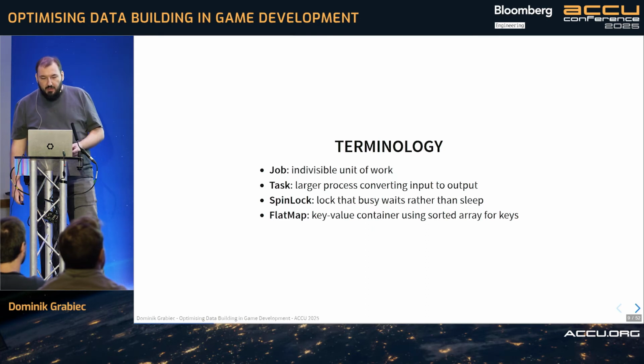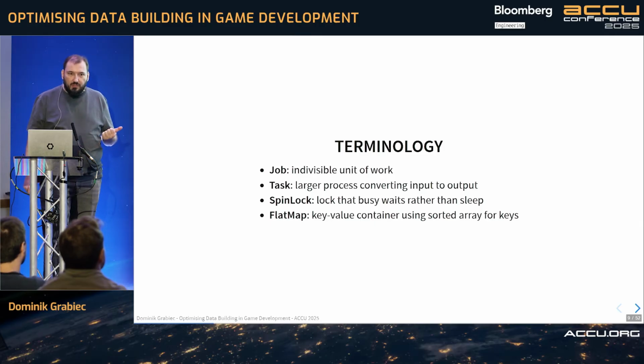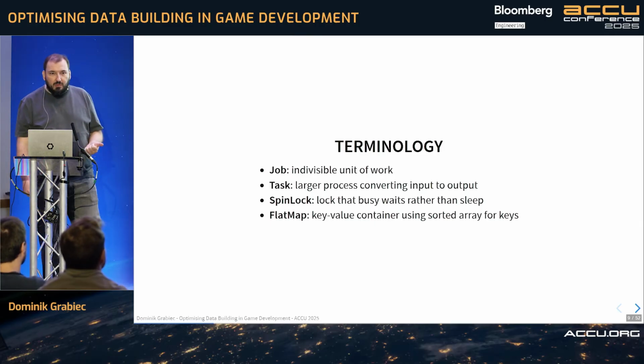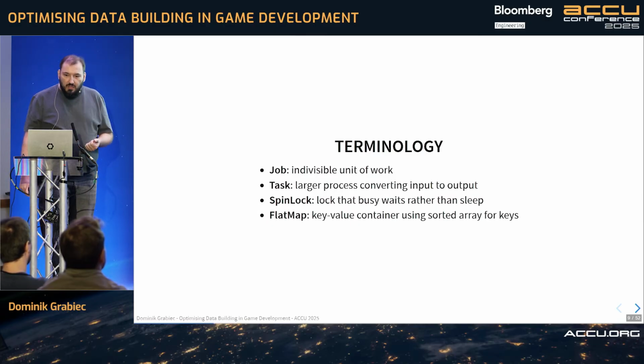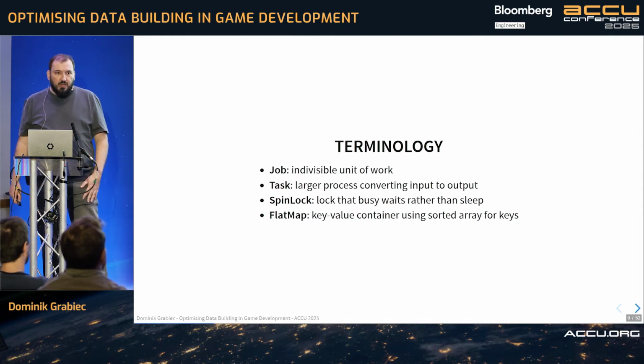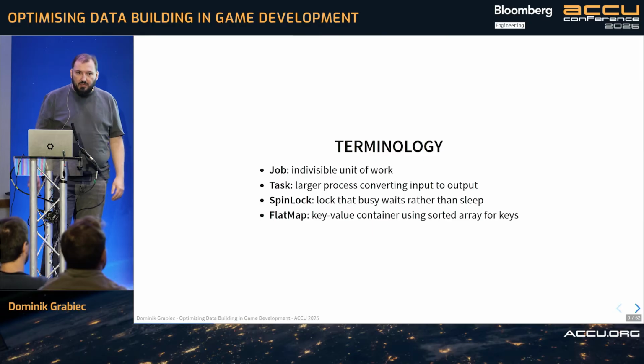I also use the term spin lock, which is common in game development, but maybe not so common elsewhere. And that's just like a mutex, but it just spins and it's a lot lighter weight. It's a lot smaller in the number of bytes that it uses. And flat map, which I think more people should be familiar with now than earlier, because it's an associative container where it just stores two arrays of keys and values. Well, there are other designs, but in general, it's a linear sorted container.